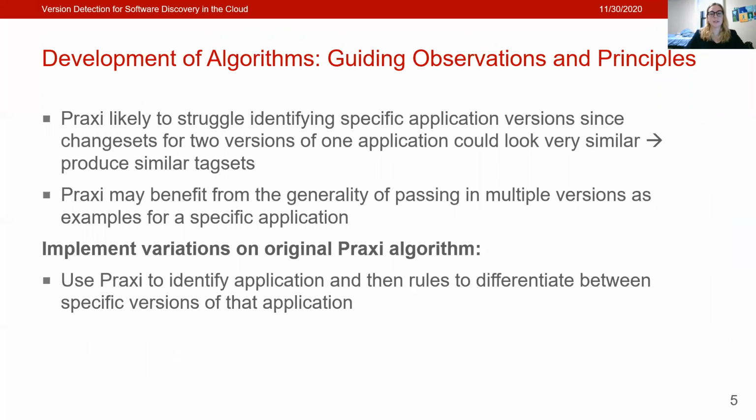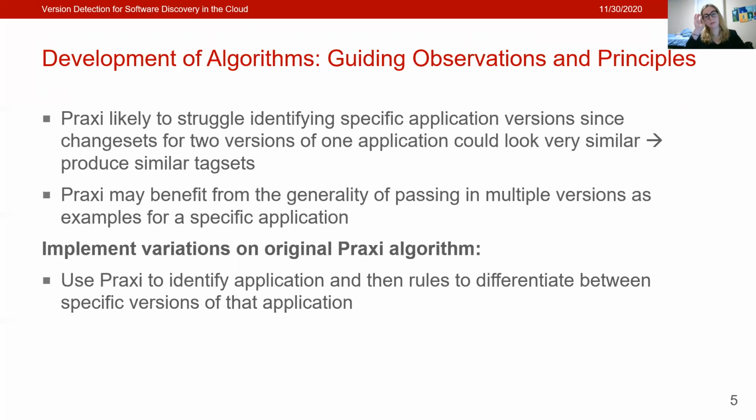The following key insights informed the development of new algorithms for version detection. First, we realized that Praxi would likely struggle to identify specific application versions, since change sets for two versions of one application could look very similar. This means that the tag sets would also end up looking extremely similar, so it would be difficult for VW to distinguish between them. Our second observation was that Praxi may benefit from the generality of passing in multiple versions as examples for a specific application.